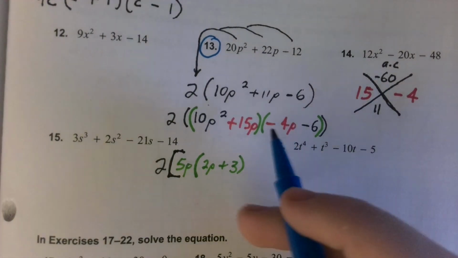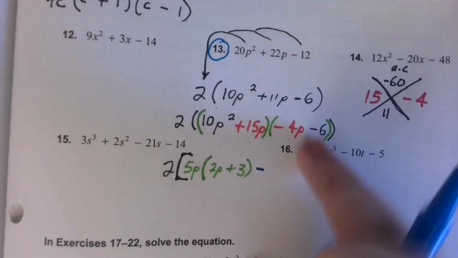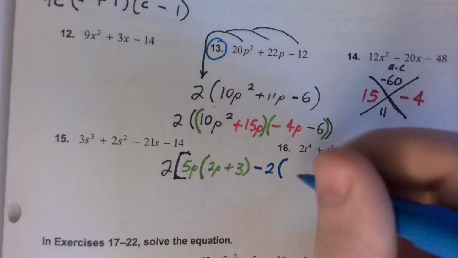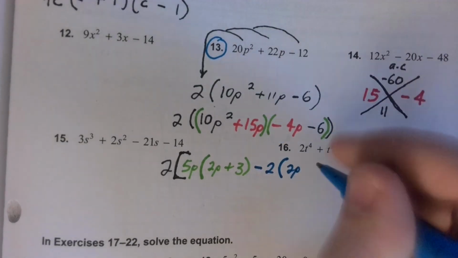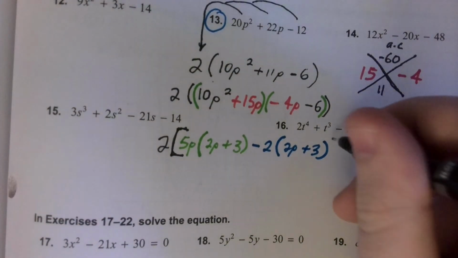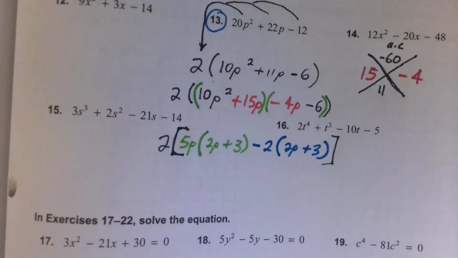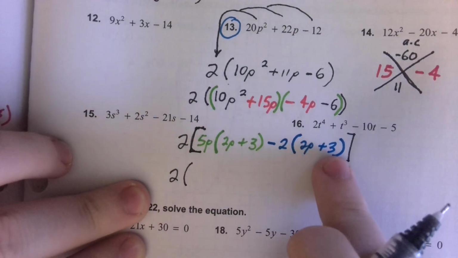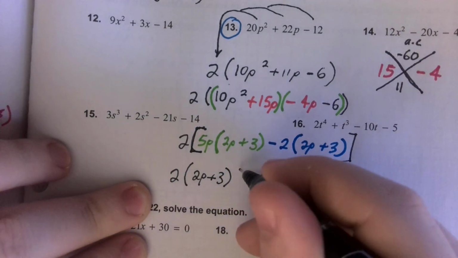What can we factor out of the second term? Both are negative, so let's factor out a negative sign, and both can be divided by 2. So we factor out a negative 2. Negative 4p divided by negative 2 is just 2p. Negative 6 divided by negative 2 is positive 3. And how do we know we did this right? Because the groups match. If the groups match, we are good. So our final answer is 2 times our parentheses, 2p plus 3. And what's left over? 5p minus 2.